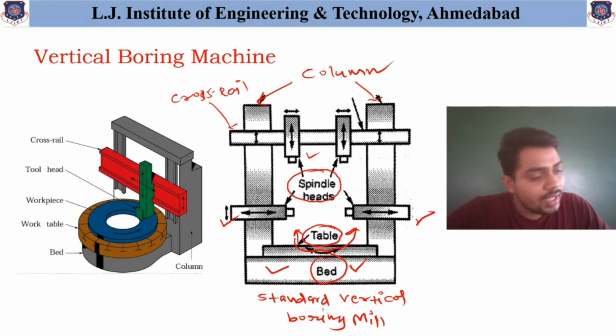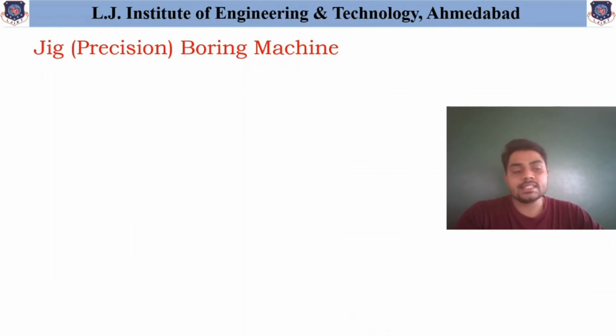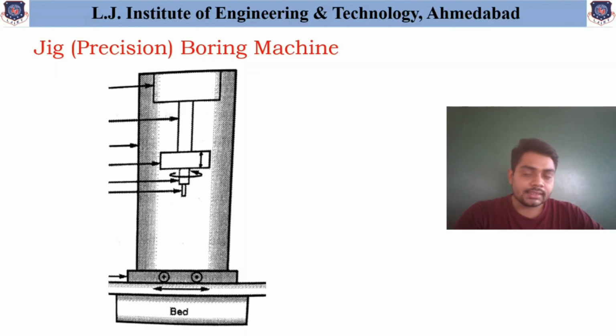Now, the vertical boring machine and the horizontal boring machine are similar in use, but based on the requirement or the condition of the workpiece, these different machines are useful. Now we will discuss the next important machine, that is the jig boring or precision boring machine. To understand this precision boring machine, let us have a look at the simple figure shown over here.